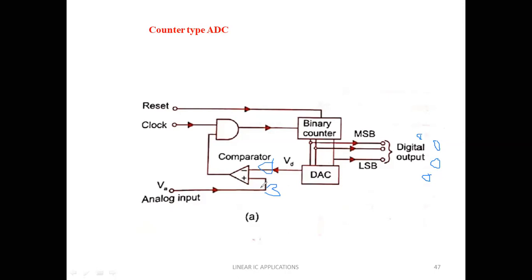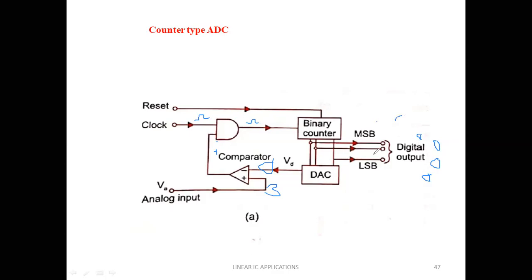Since this 3 volt is greater than 0, the comparator produces a high signal, that is 1. Initially we have a clock pulse. Because it is 1, this clock pulse is transmitted to the binary counter. Then it counts the number of pulses. As the number of pulses is 1, the output becomes 0, 0, 0, 1.